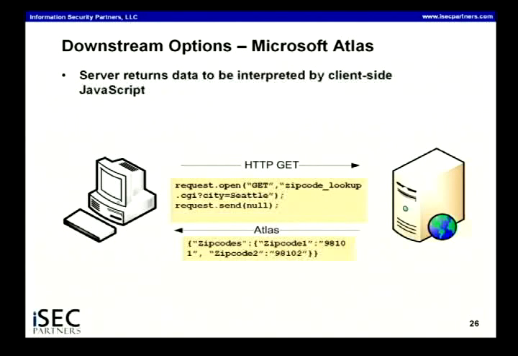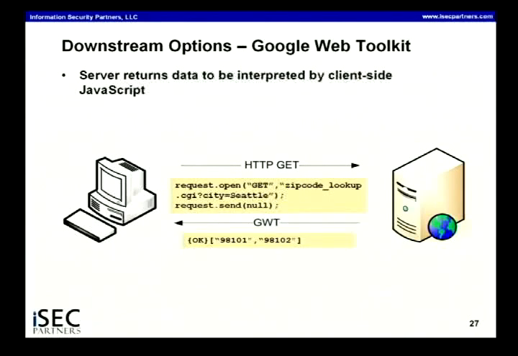Microsoft Atlas, which actually looks like JSON. Like I said, these slides are a little bit boring. We're going to go through them quick. Google Web Toolkit sends back data that looks similar to that.